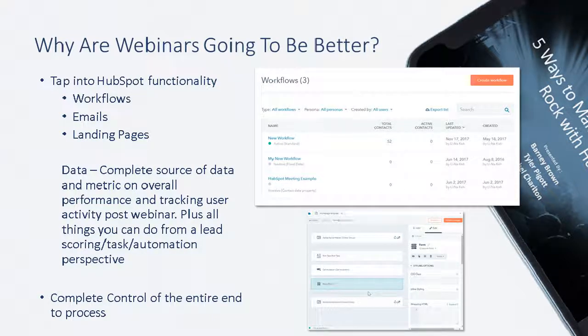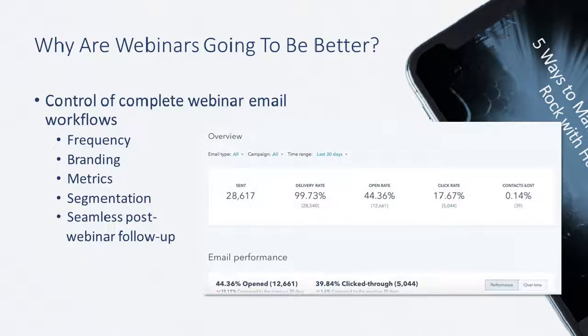Imagine being able to A/B test your registration page. You've got two different registration pages. Which one gets more registrations? Nobody does that in webinars now because you can't. Well, you can now. There are loads of different advantages to this stuff being inside of HubSpot, and that's why webinars are going to become better.